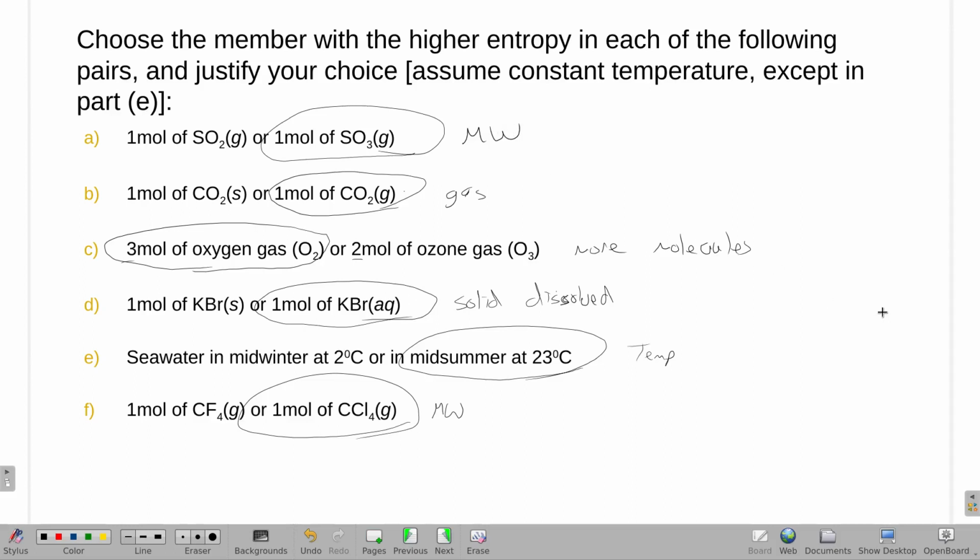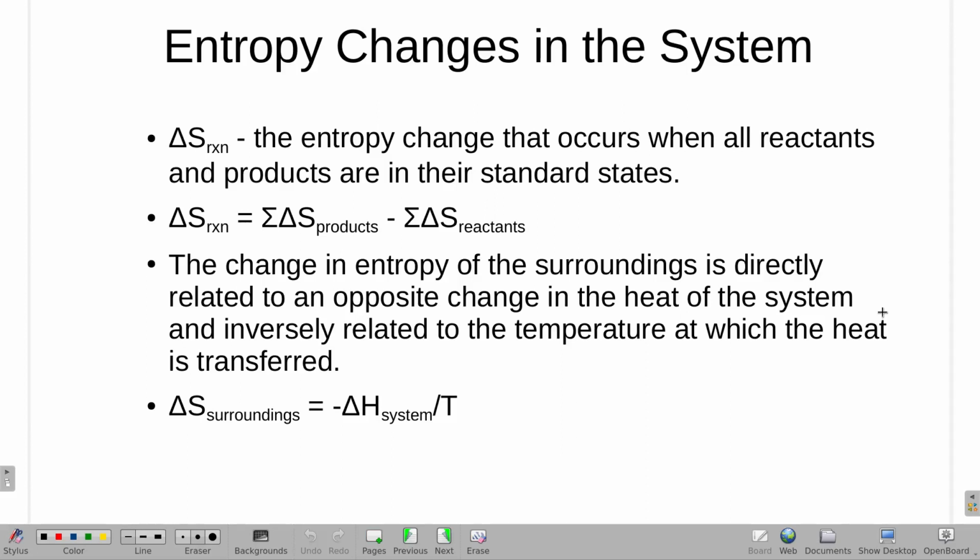Alright, now that's how we go about predicting it. We're going to see we're not always able to predict it. Sometimes we can, sometimes we can't. We're going to look at a couple different ways to actually predict it, and more importantly, how we're going to calculate if we can't. Alright, so turns out we can get the entropy of a system from tabulated values.